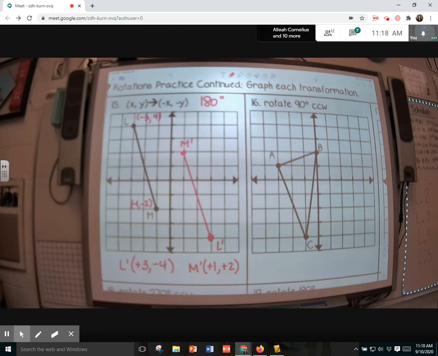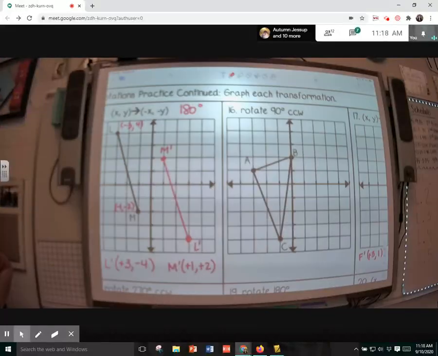Okay, so on number 16, you want to rotate 90 degrees counterclockwise, which means you're going to switch your X and your Y. And then if it's counterclockwise, the sign of the Y changes.